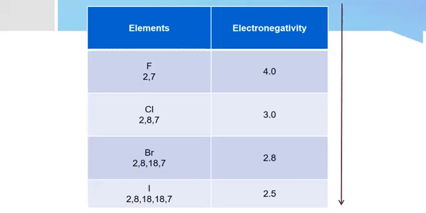For example, we have group 17 elements. You can see that as we move from fluorine towards iodine, the electronegativity is decreasing. Why? Because the number of shells is increasing, the size is increasing, the atomic radii is increasing, so the nuclear force of attraction will decrease. The atom will not accept electron easily. The nuclear force of attraction is decreasing, so they don't attract electron towards themselves.